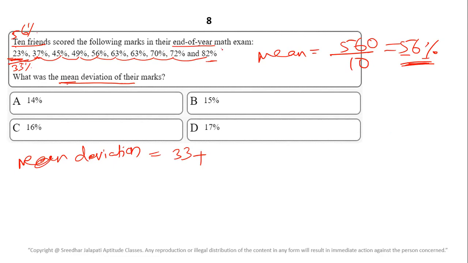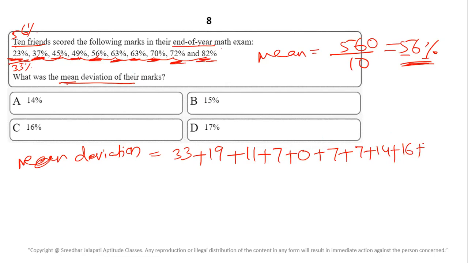is 56 minus 37, which is 19, plus the third one, 56 minus 45, 11, and then next 56 minus 49, 7, 56 minus 56, 0, 56 minus 63, actually minus 7, but we take only the modulus, plus 7, and 56 minus 70, 14, and 56 minus 72, 16, and 56 minus 82, 26.